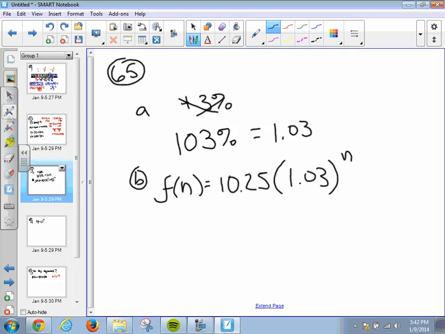And so the thing that we repeat every single time is we multiply it by 1.03, and we do that n number of times. So now it wants us to use this equation that we've created in order to figure out what it'll be 10 years from now. So all we have to do is we're really trying to find f of 10.